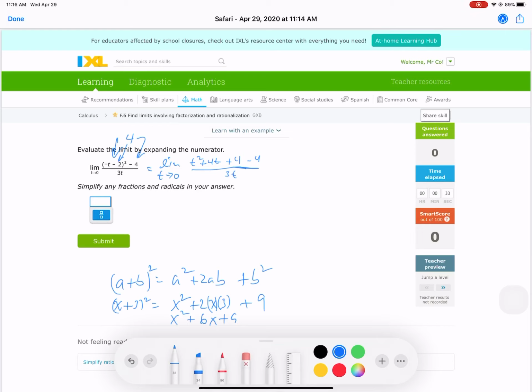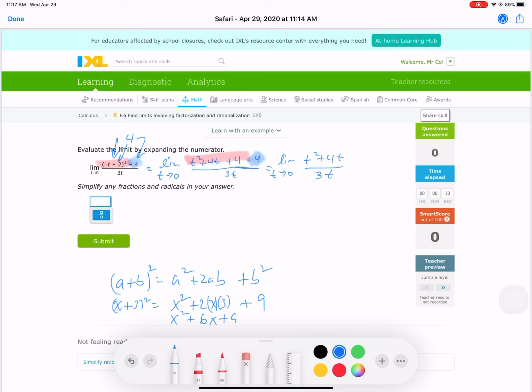Now again, this 4t is just me copying that. And how do I get the t squared plus 4t plus 4? That is us distributing that part here. Now if you notice, as we talked about before, we want to get rid of that plus 4 and minus 4. And that simplifies to the limit as t goes to 0 of t squared plus 4t over 3t.